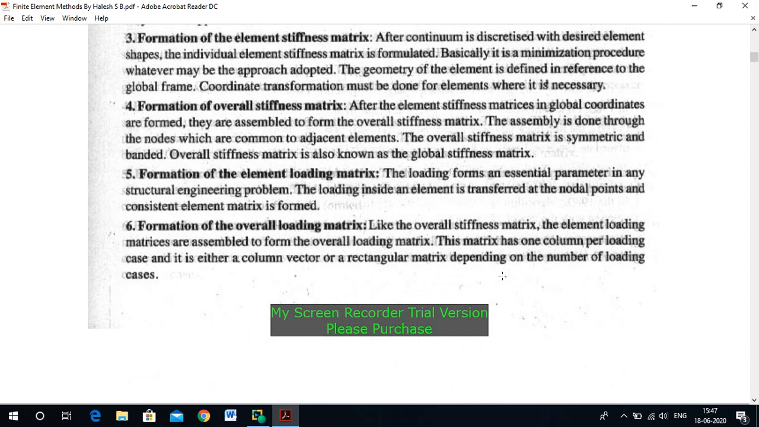Like the overall stiffness matrix, the element loading matrices are assembled to form the overall loading matrix. This matrix has one column per loading case, and it is either a column vector or a rectangular matrix depending on the number of loading cases.